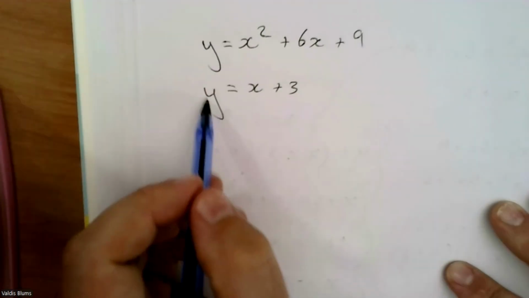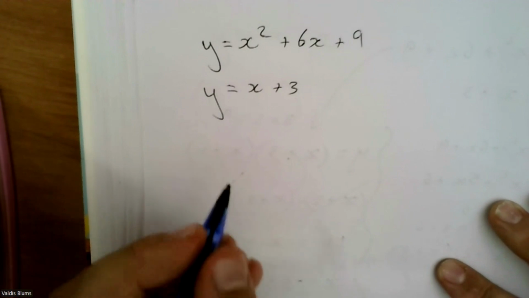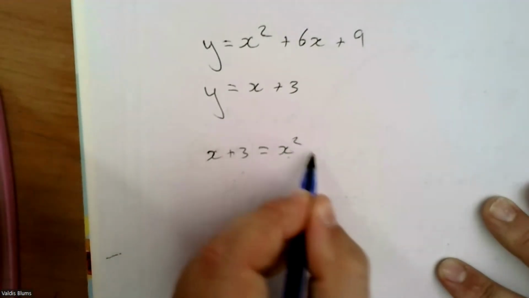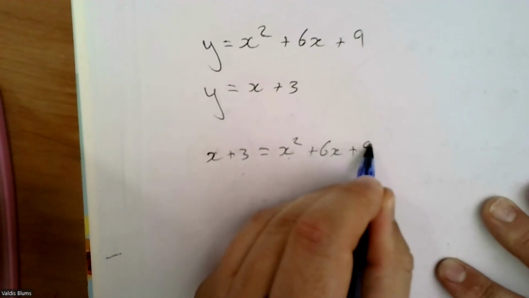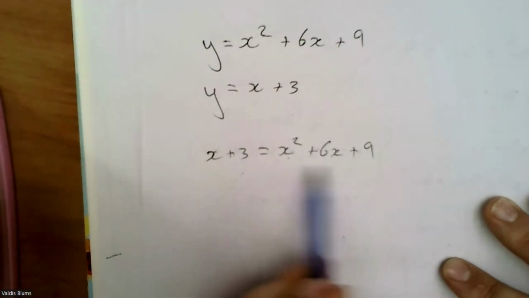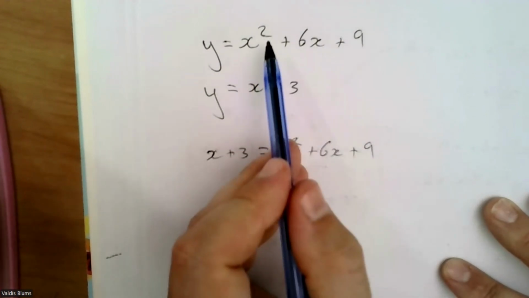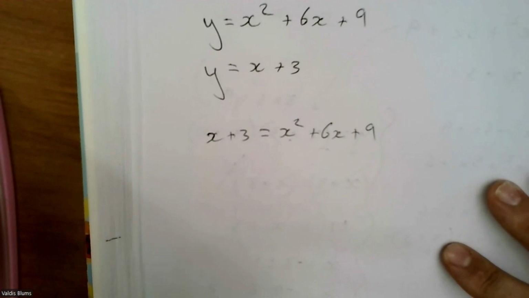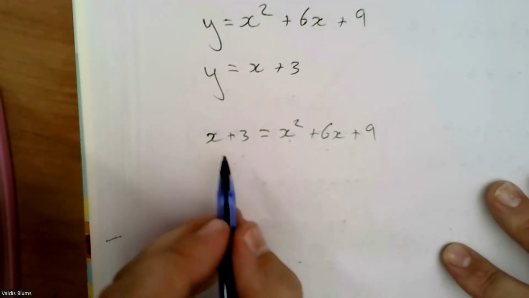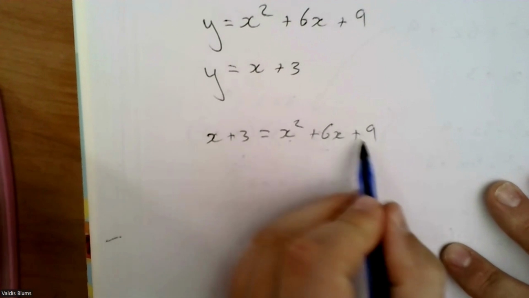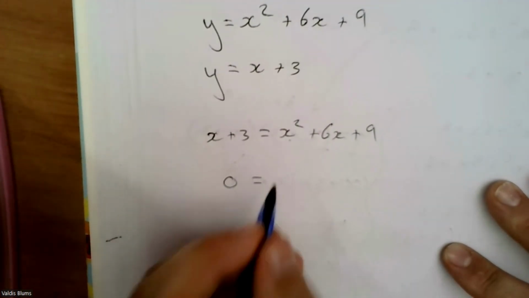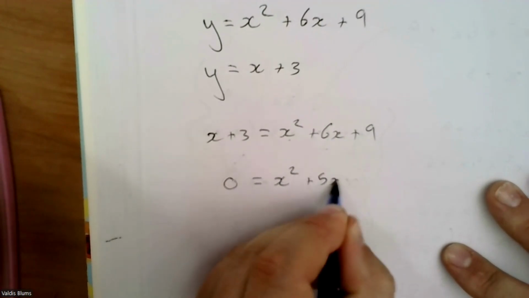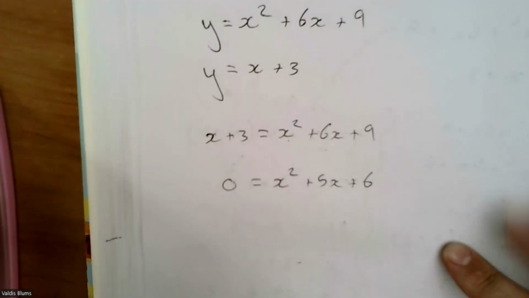Let's go over it. Now the y values have the exact same coefficient, so we can just say x plus 3 is equal to x squared plus 6x plus 9. Now it looks like this could actually decompose into two factors, but let's just go with this technique for the time being. Now we're moving all of this over to the other side, so we get 0 is equal to x squared plus 5x plus 6.